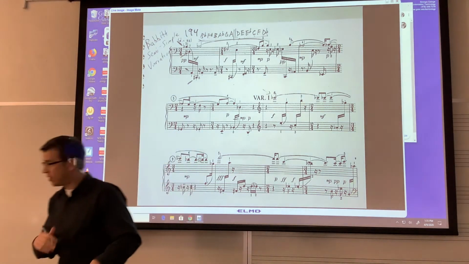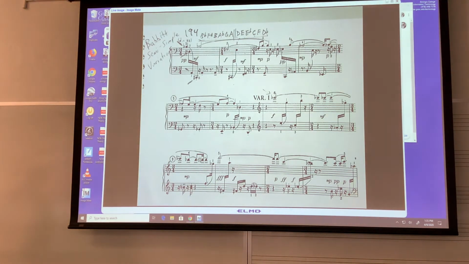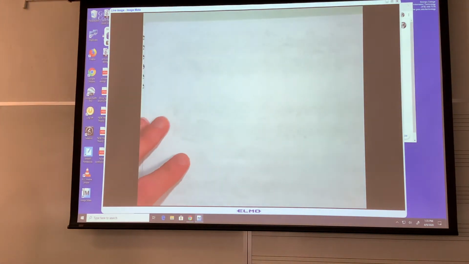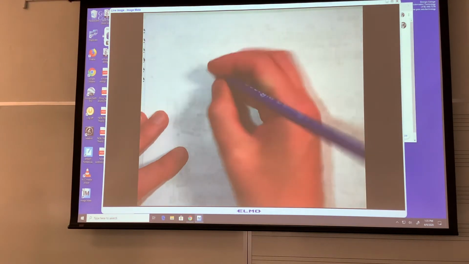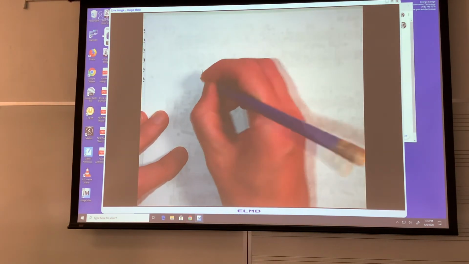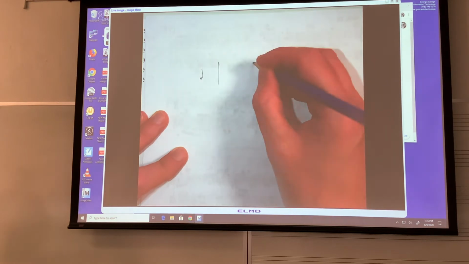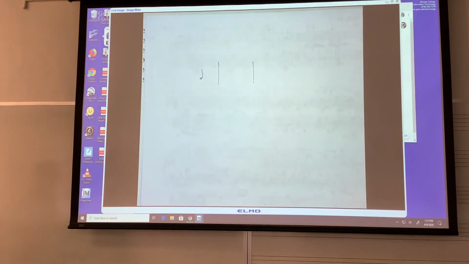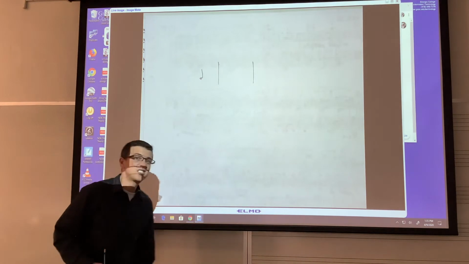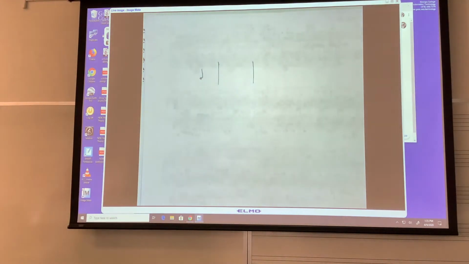And here's how I'm going to explain that to you. So let's say that I have one beat of quarter note. We actually have 4 16th notes that can go into this.